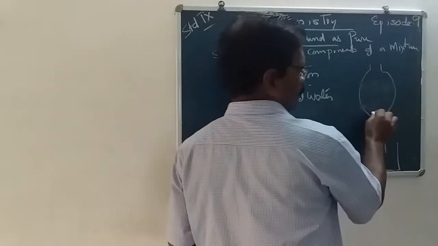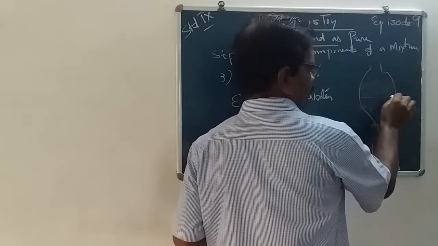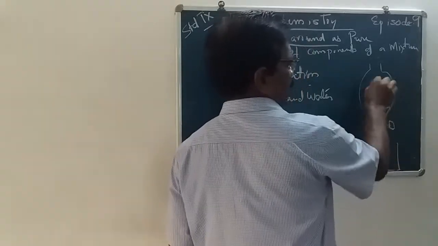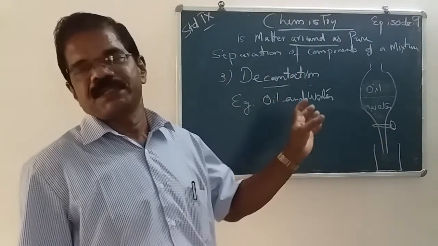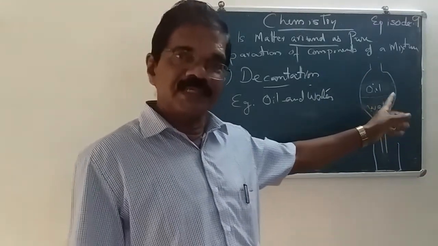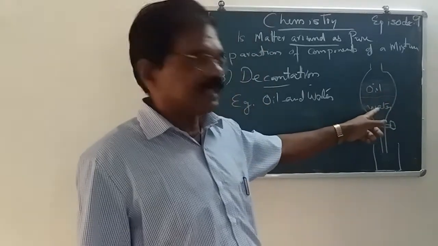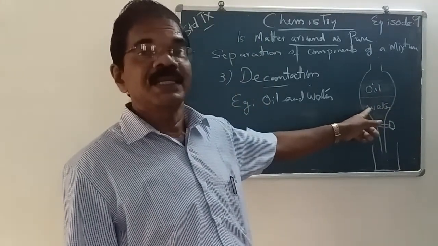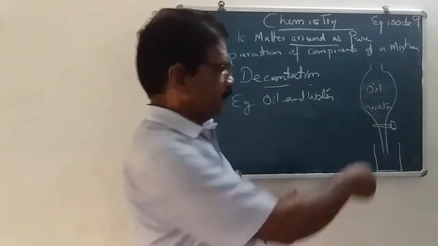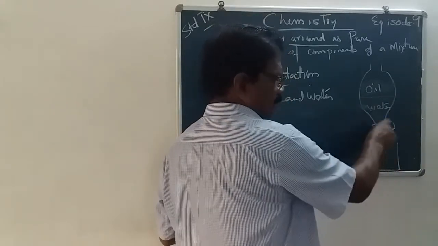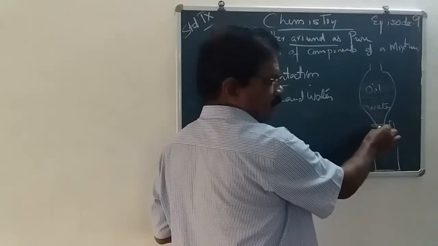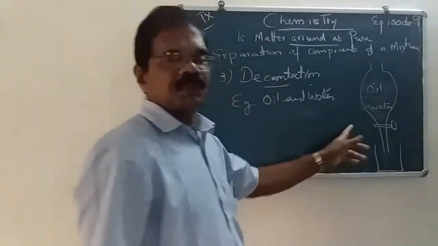Here is water and here is oil. If we keep it for some time, oil and water separate because of their different densities. Water comes to the bottom of the separating funnel, and oil stays on top as another layer. Then we open the stopcock. The water comes down first and we can collect it in a beaker. When it reaches the end, we close the stopcock.